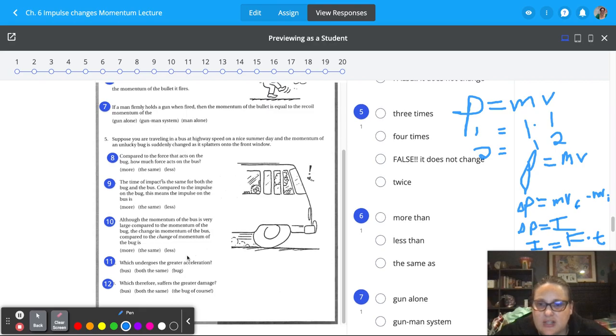So then we also have a change in acceleration, which suffers the greater damage. So these are thinkers. You want to think through this, look at the equations, try to kind of suss out what is actually going on here.